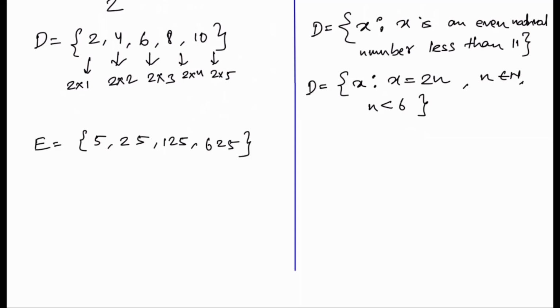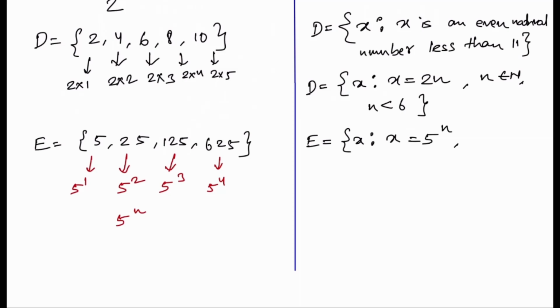Now every element can be rewritten as, this can be written as 5 power 1. This can be rewritten as 5 power 2, and 5 power 2 is 25. This can be rewritten as 5 power 3. 5 power 3 is 125, which is 5 into 5 into 5, and 5 power 4 is 625. Okay. Now we can formulate this as 5 power n. Okay. So E is the set and x is an element of E such that x is equal to 5 power n.